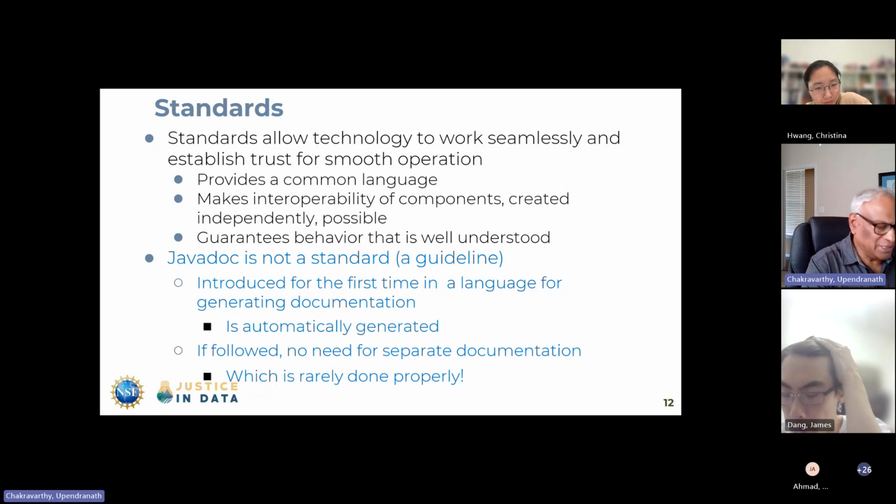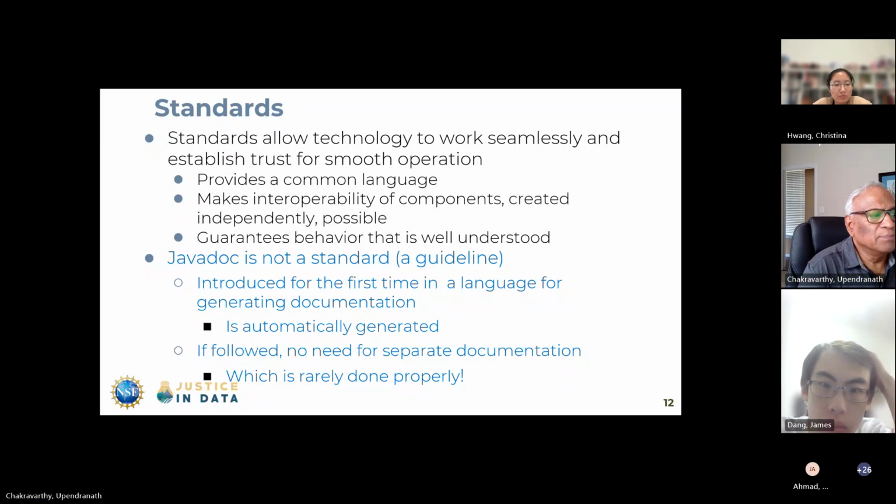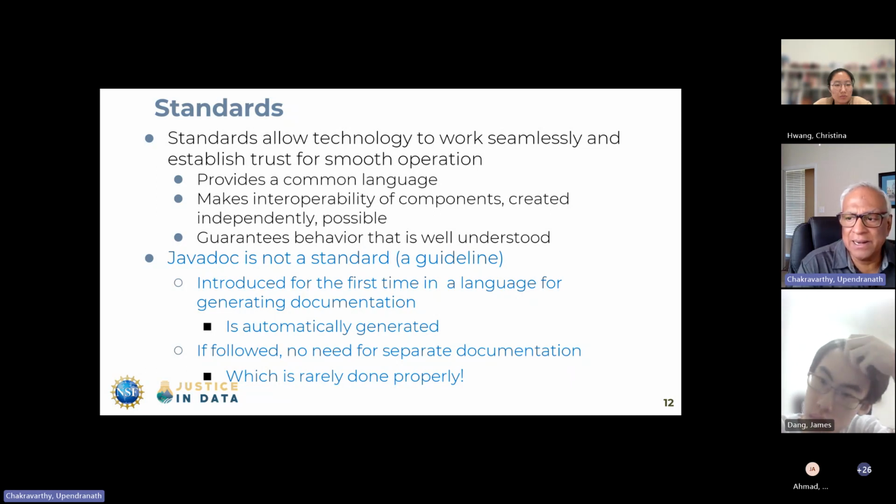So this is my favorite example that I give, for those of you who are familiar: software development is a complex process and people have been doing it, but documentation is a very difficult task and it's rarely done.